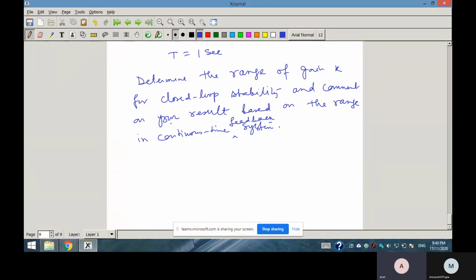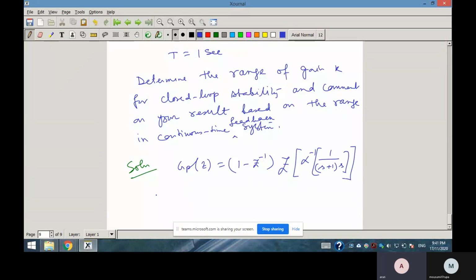Okay, so the solution. Here, what is your G(P)(Z)? G(P)(Z) is (1 minus Z inverse) into the Z transformation of the Laplace inverse of G(S) by S. So G(S) is 1 over (S plus 1), and then S. So this implies G(P)(Z) is what? (1 minus Z inverse) into the Z transformation of the Laplace inverse of this one.